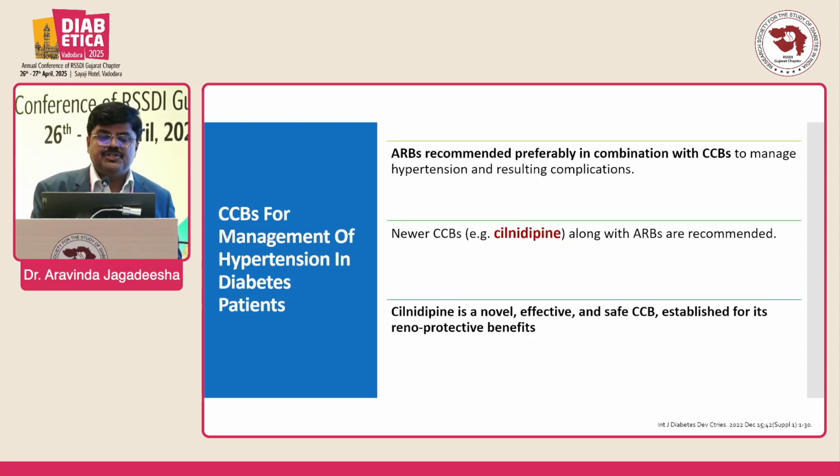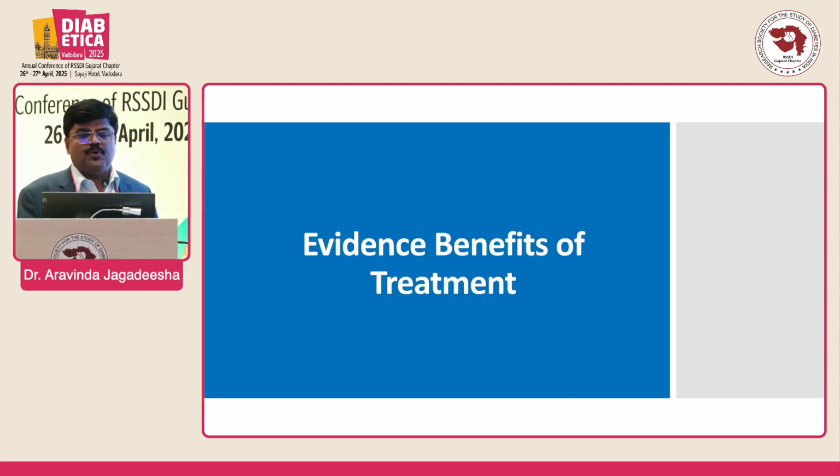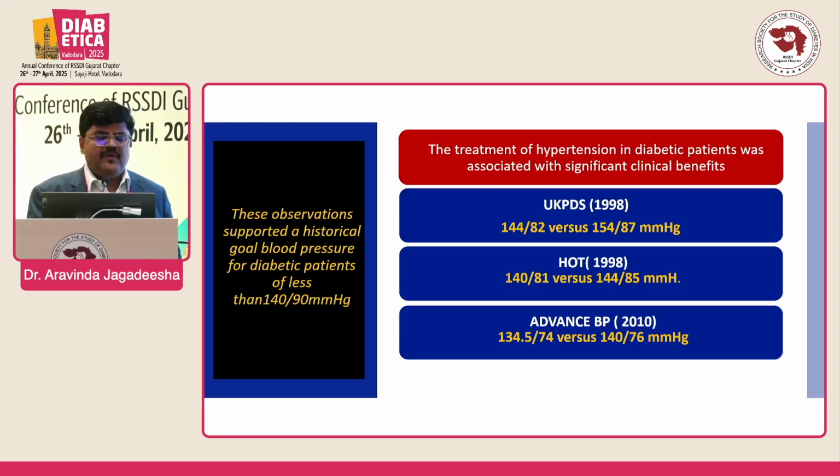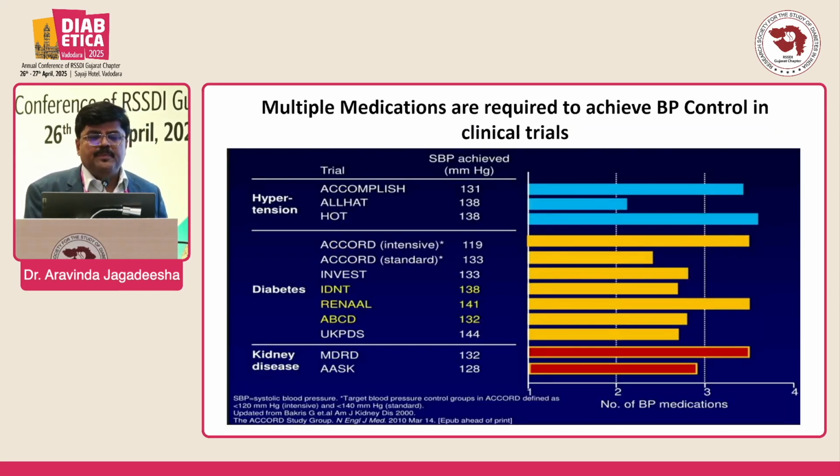These are the recommendations. Among the CCBs, cilnidipine is the preferred one because it is a novel, effective and safe CCB established for its renoprotective effect. So what is the evidence of benefits? There is an age-old history of evidence since the past 25 to 30 years, like UKPDS, HOT study, ADVANCE BP. All these studies have demonstrated aggressive blood pressure control, even just a matter of a 10 millimeter difference. You can see the benefit in reducing morbidity and mortality.